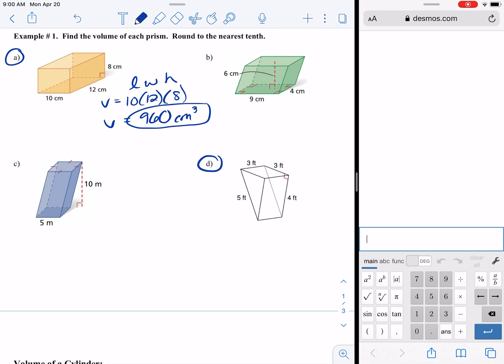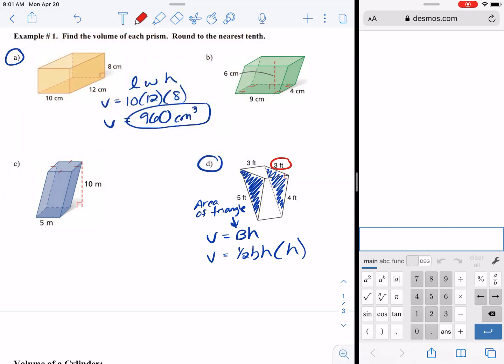Okay, for D, remember when we're naming solids, this particular prism we name by the bases. And in this figure, this would be a triangular prism because the two bases, the two parallel and congruent faces, they're triangles. So remember, our formula for volume is still base times height. But if the bases are triangles, we need to remember our formula for the area of a triangle, which is 1/2 base times height, times the height of the prism. Okay.